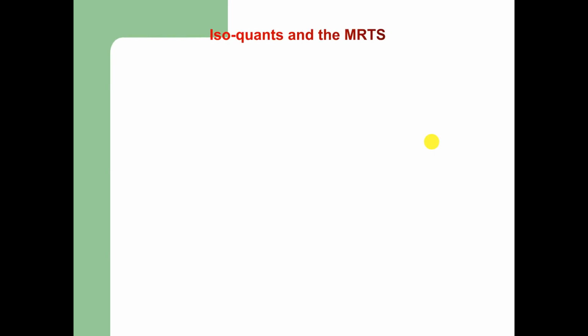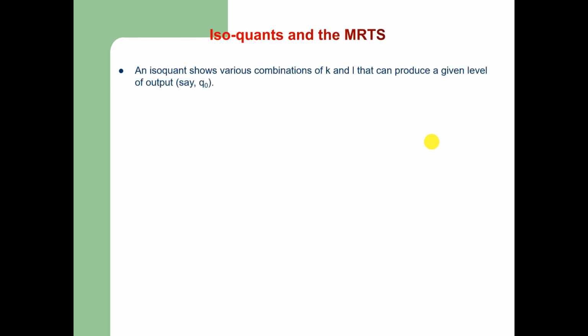Let us also discuss isoquants and the marginal rate of technical substitutions. Isoquant, just like indifference curve, shows the various combinations of capital and labor which can produce a given level of output, say for example Q naught. And mathematically, an isoquant regards the set of K and L that satisfy that the function of K and L is equal to some given amount of output given by Q naught.